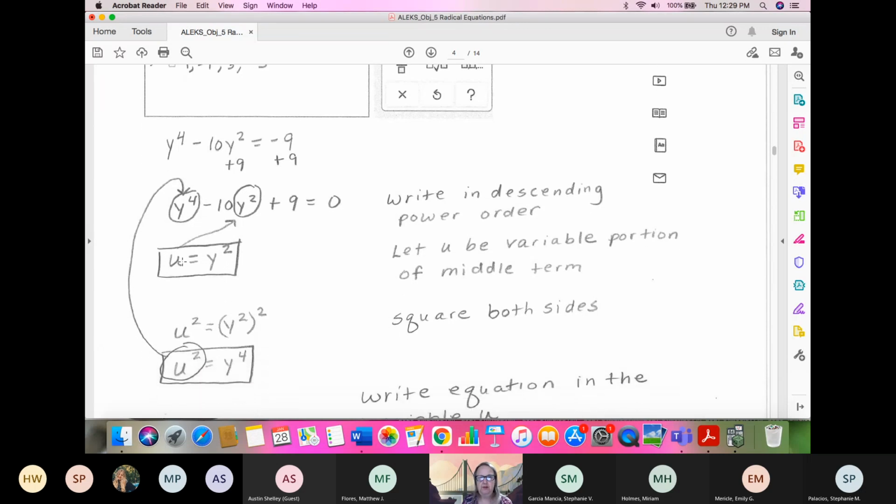Since we let u be equal to y squared, we're going to replace y squared with u. Well, what are we going to do with this one? If we take y squared and square it, a power raised to a power, you multiply the exponents, we get 2 times 2, which is 4. We're going to get an exponent of 4. So after you find the u in this step, you want to take this right here.